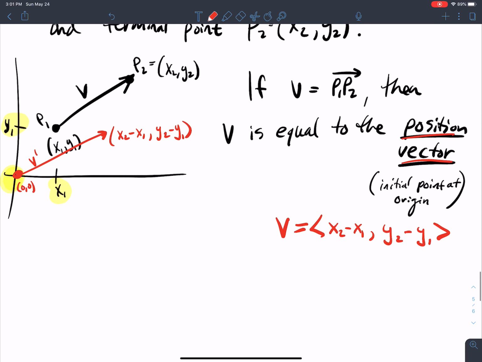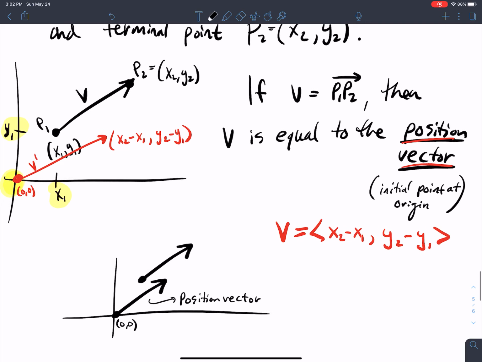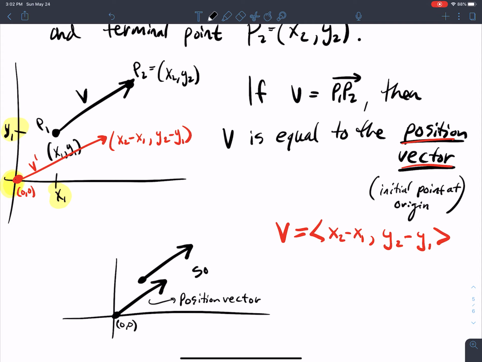Okay? So the only thing that matters with a vector is the length, the magnitude, and the direction. Once I have that, I can move that vector anywhere I want in my space, and it's still the same vector. The only difference is this vector is a position vector, because it starts at the origin. All right, so it's the same vectors. Okay, so that's the same as that vector right there.